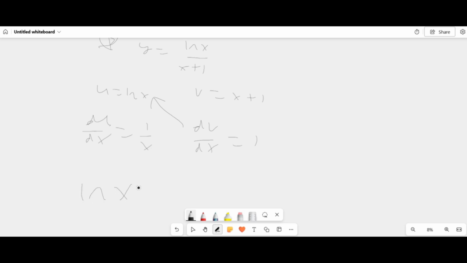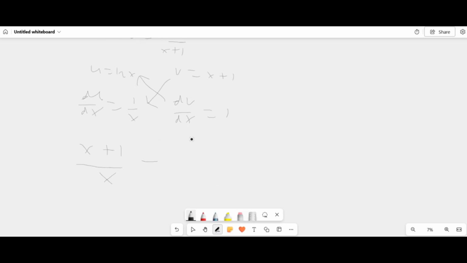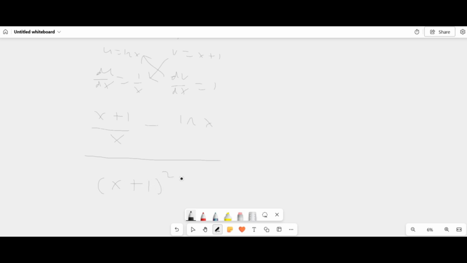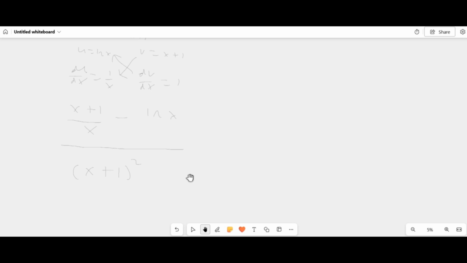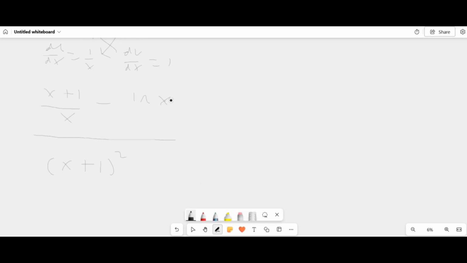So now what you want to do is multiply that by that, so we're just going to get ln x here. Then, my bad, I keep doing this, multiply this by this, so that's going to be x plus 1 over x, and then take away 1 times ln x, which is going to be ln x. And all of that is going to be over v squared. Alright, so that's going to be that here.